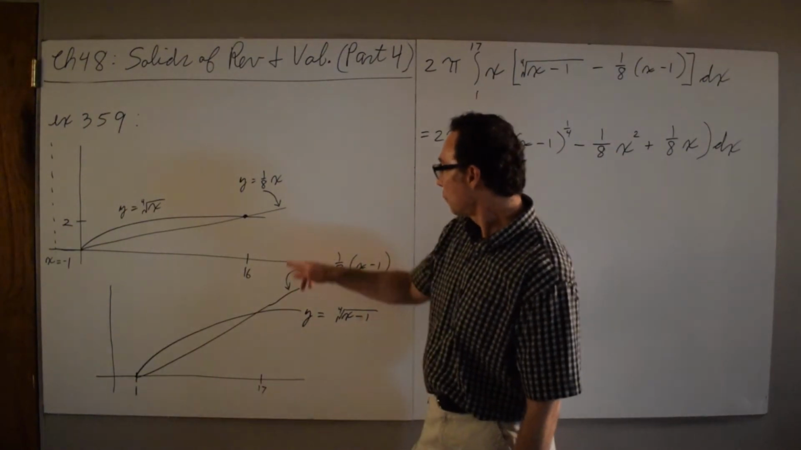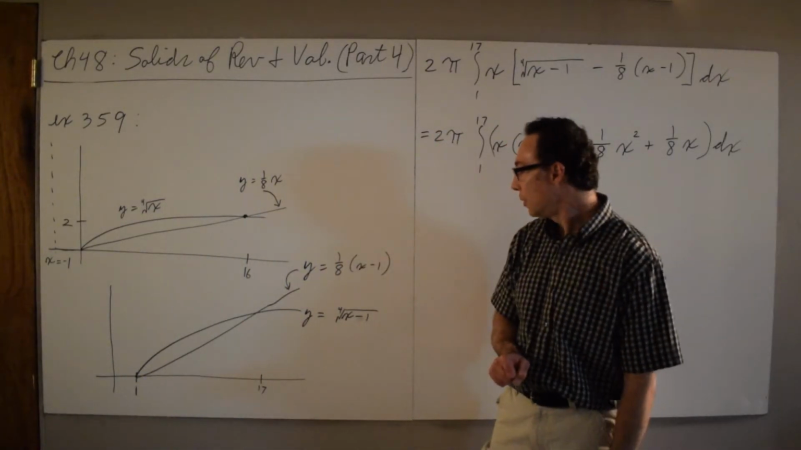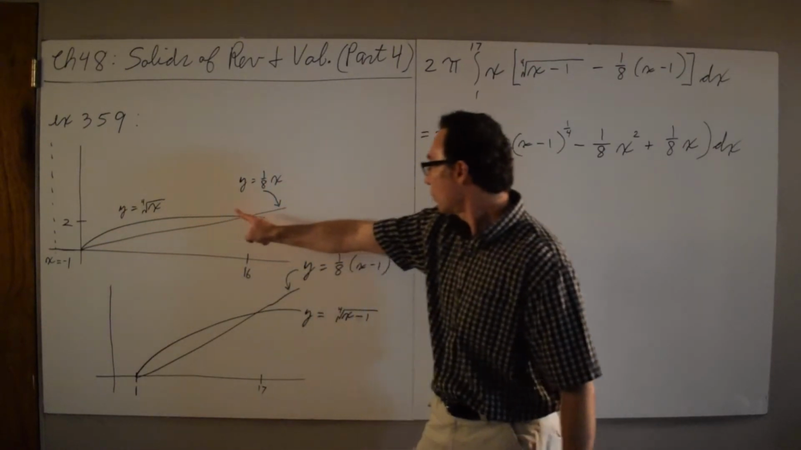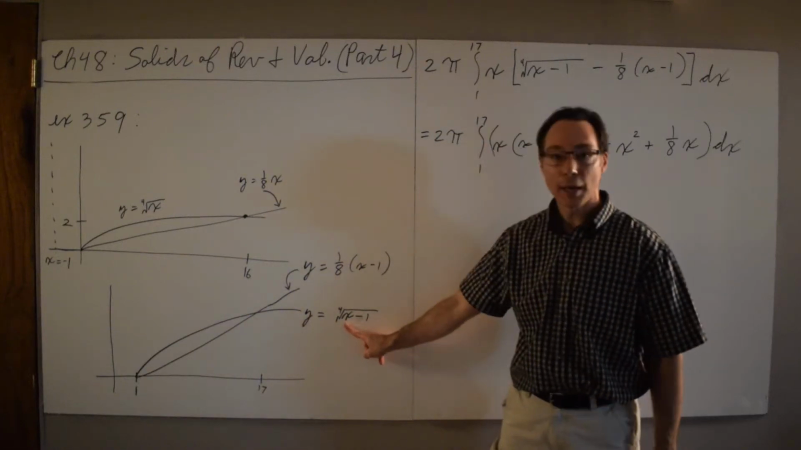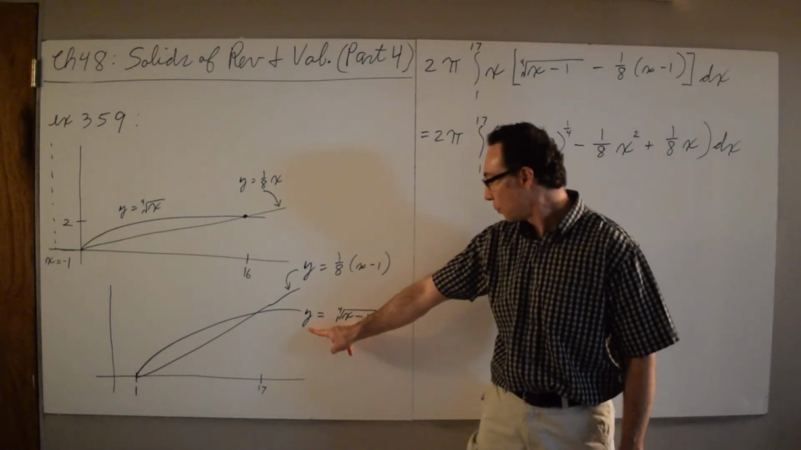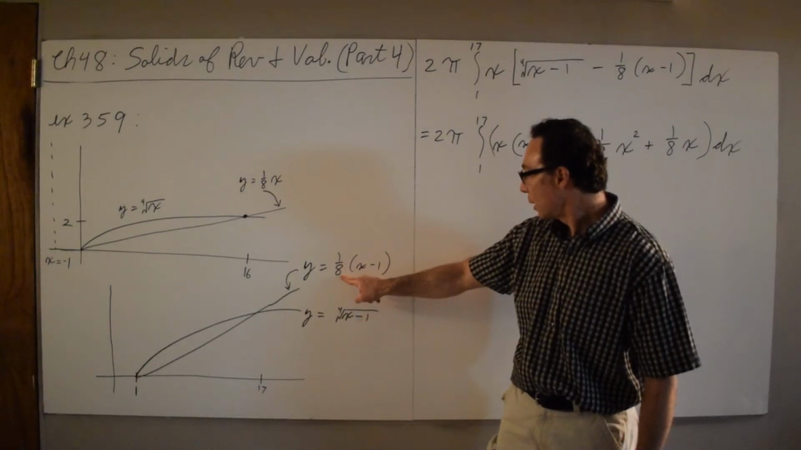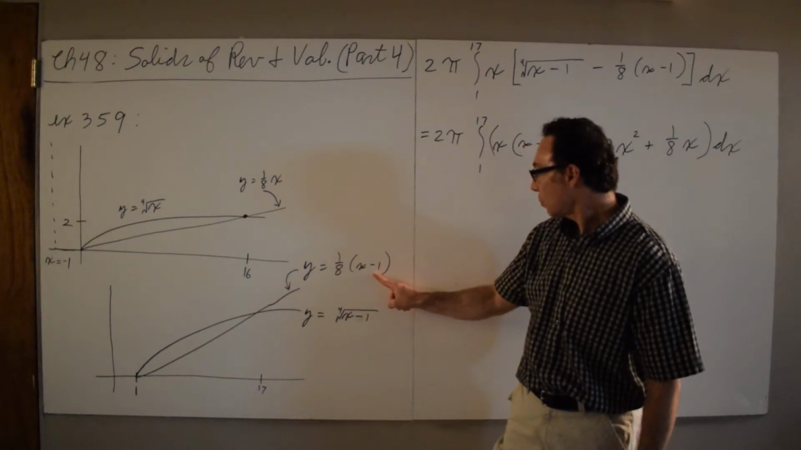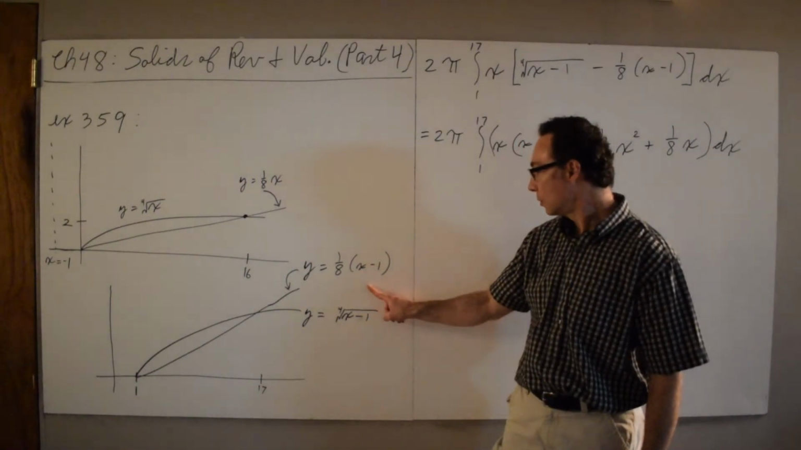So how do you shift a function to the right? Well, you substitute x minus 1 for x. And so the fourth root function right here, y equals fourth root of x, we substitute x minus 1. This shifts the fourth root function to the right 1 unit. Same thing with y equals 1/8 x. We replace x with x minus 1. This shifts the function to the right 1 unit.